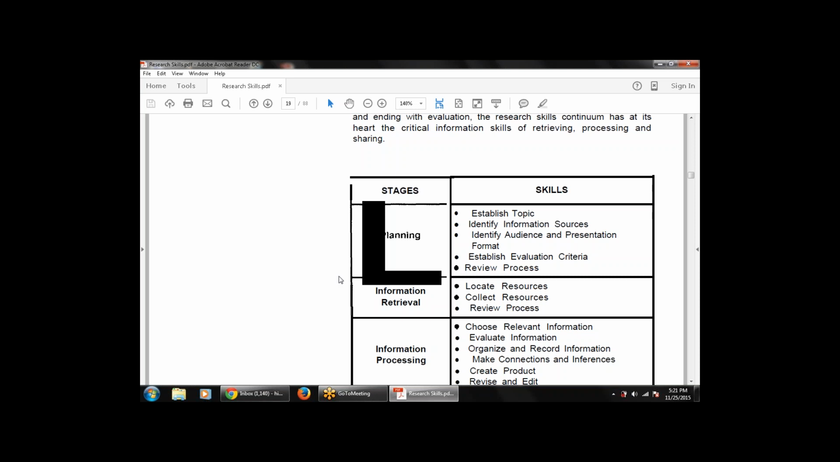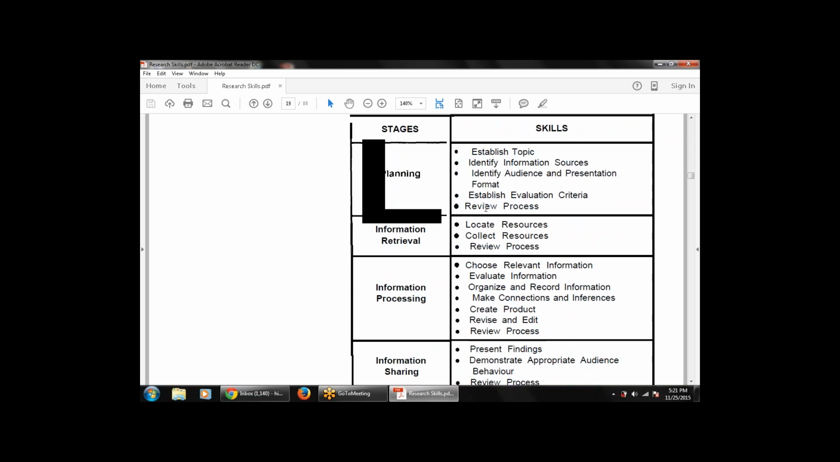The next stage is the information retrieval. In this, multiple skills are required. That is how to locate the resources, so what are the various resources that are used for locating. Then next is collect resources. First of all, we have to locate the resources, and after locating, the next step is collecting the resources. The next is the review process. So within the information retrieval, multiple skills are required: locate resources, collect resources, and the review process.